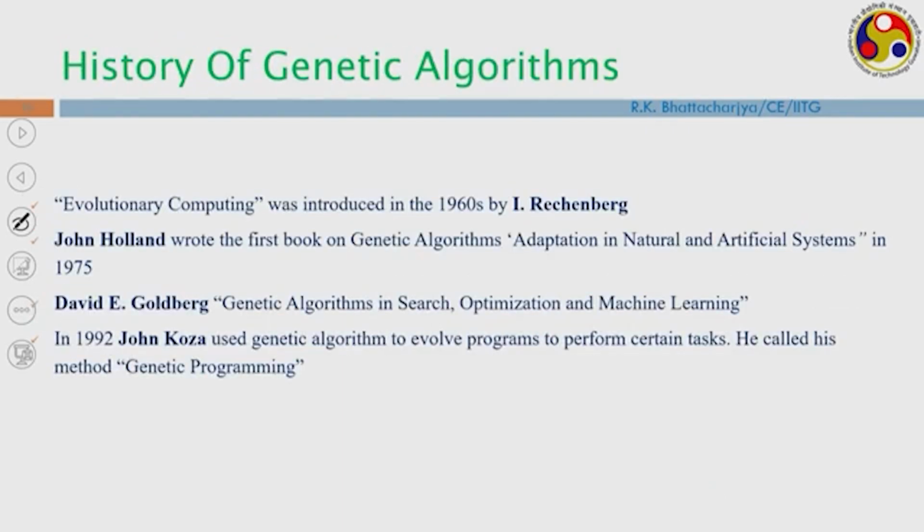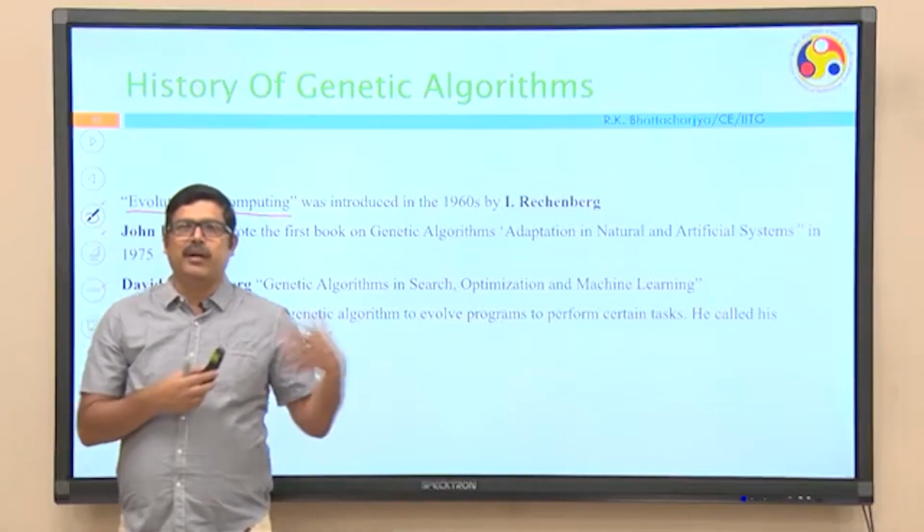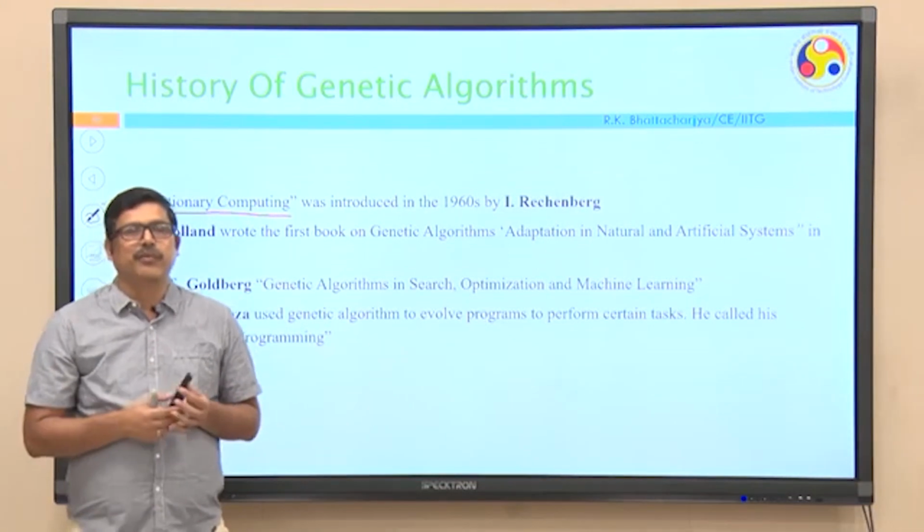Now, the history of genetic algorithm. Evolutionary computing was introduced by I. Rechenberg in the 1960s. Around the 60s people discussed evolutionary computing, but at that time it was not very popular. People did not accept it as an optimization method. It was just discussed. Some people tried to solve some simple optimization problems using this concept, but at that time it was not very popular.